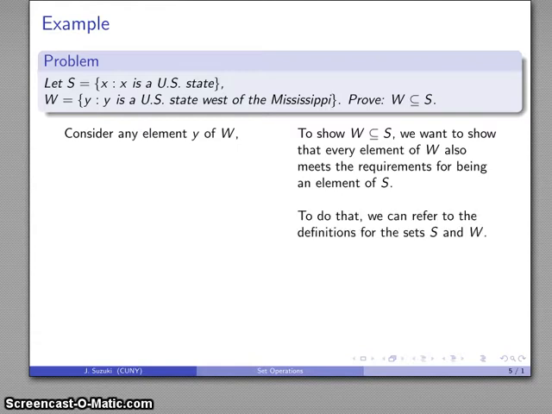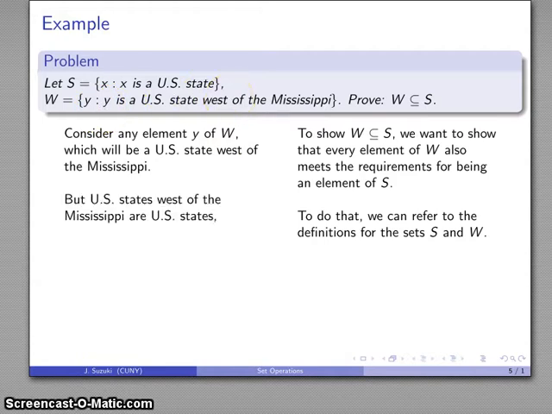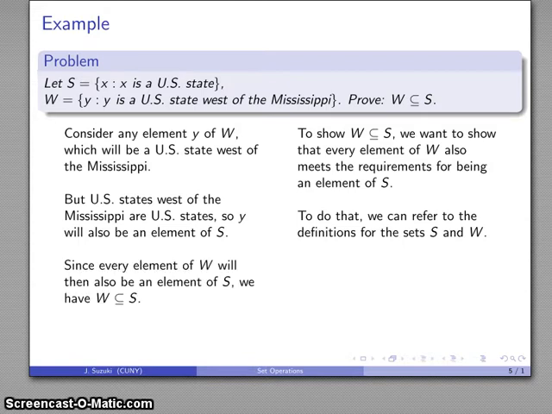So let's take some element y of W, and I want to think about the definition of those two sets. Because I know that y is an element of W, I know that y is a US state west of the Mississippi. Now, I want to show that this is also in S. Well, the membership requirement for being in S is that you have to be a US state. And the observation I make is that if you happen to be a US state west of the Mississippi, then you're also going to be a US state. What that means is that any element y of W meets the requirements for being in S. So whatever y is, if it's in W, it's guaranteed to also be in S. And that tells me that since every element of W is guaranteed to be an element of S, then W is going to be a subset of S.